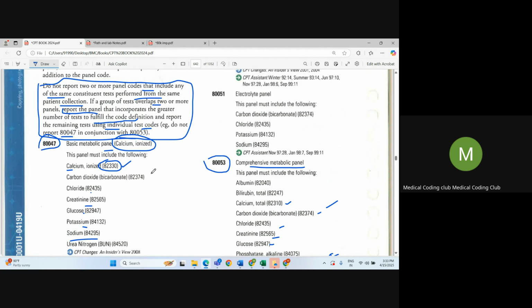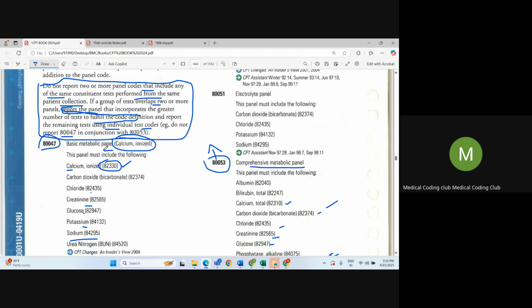So that you cannot code both panel codes. Instead, you will code one panel code which is having more number of tests. Okay, so CMP is having more number of tests. So I will code 80053 panel code.